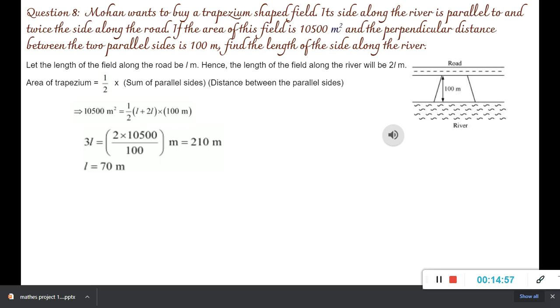So 2 into 10,500 upon 100. So 0, 0 will cut. Again, one more 0, 0 will cut. Now what is remaining? 2 into 105, that is equal to 210 meter. So 3L is equal to 210 meters. So L is equal to 210 divided by 3. That is equal to 70 meter. So we got the length along the road, that is L, that is 70 meter. Now we want to find the length of the field along the river. That will be 2L, that is 2 into 70 is equal to 140 meter.